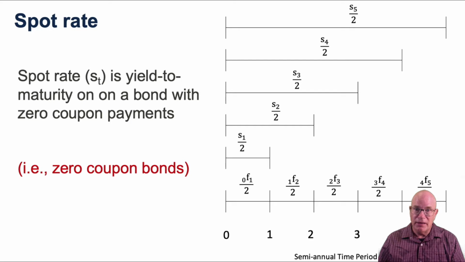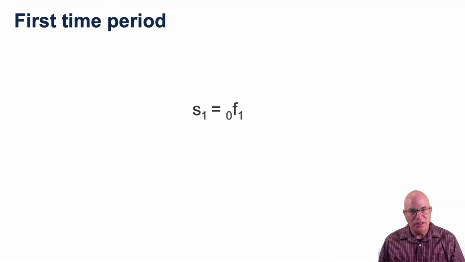So we have a spot rate from 0 to 1. We have a spot rate from 0 to 2. We have a spot rate from 0 to 3. Now, there is a relationship between those spot rates and the forward rates. If we start out at the first time period, the spot rate equals the forward rate. It has to. First period, it's a zero coupon bond, so it also equals the yield to maturity. So first time period, spot rate equals the forward rate.